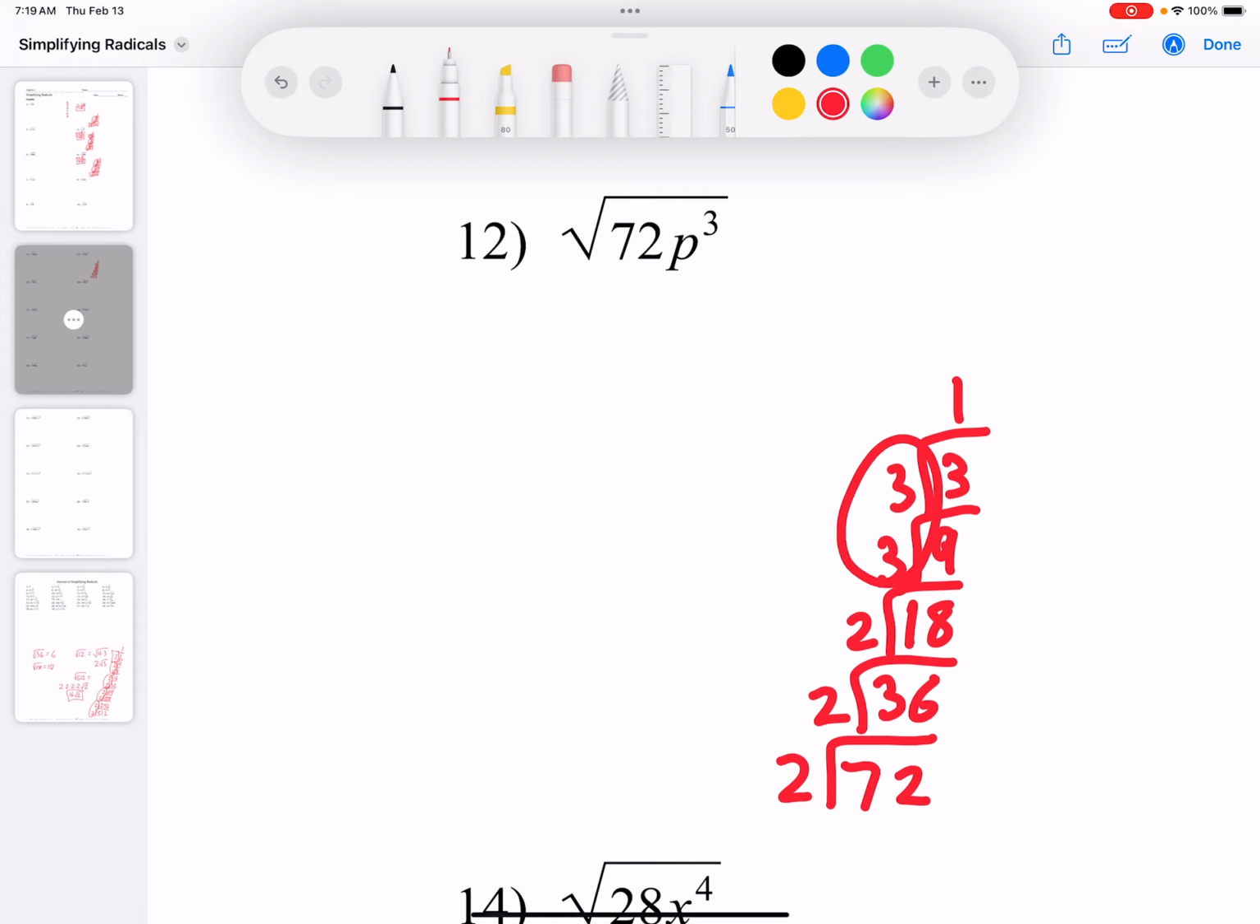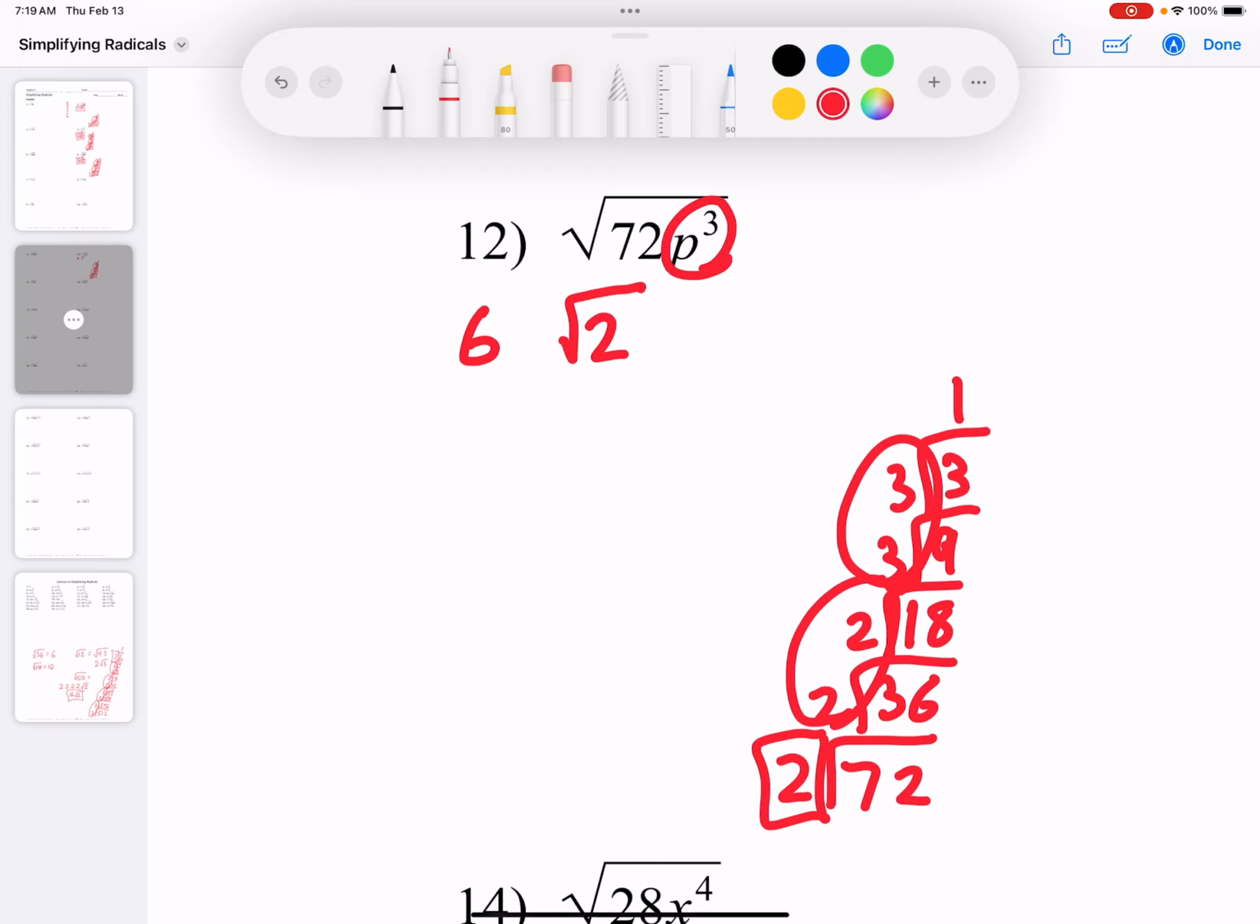So I have a pair of 3s and a pair of 2s. So we're going to take the 3 and the 2 out, and they're going to become 6. So I'm just simplifying it for myself. I already know they're going to go back together and multiply. So save that step for yourself. And then we have 2 left behind, okay?